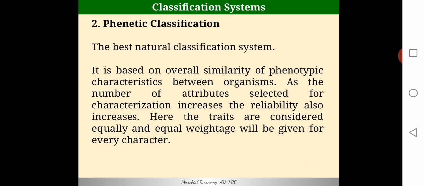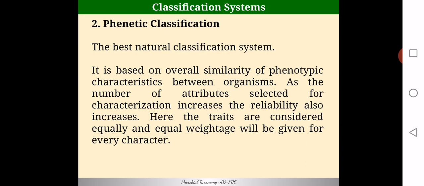So the number of attributes selected for characterization increases. That means when you increase the number of characters for the identification and characterization, then the reliability of this particular classification system also increases, right? That means when you take 10 characters for characterization, and for another organism you take 100 characters, then the most reliable one will be the one with 100 characters, right? When the number of characters increases, the reliability of the classification also increases.